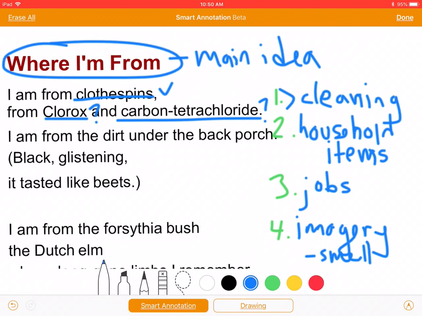Now the second line, I'll choose a different color. I'll go with red. And I'm going to read it. It says, "I'm from the dirt under the back porch," and then it describes it. "Black, glistening, it tasted like beets." And again, we have a couple different ways that we could categorize this.